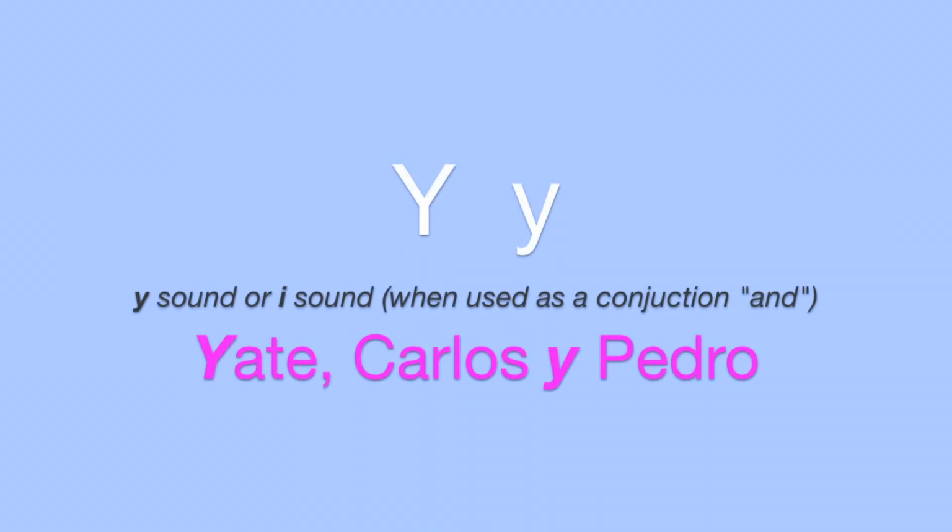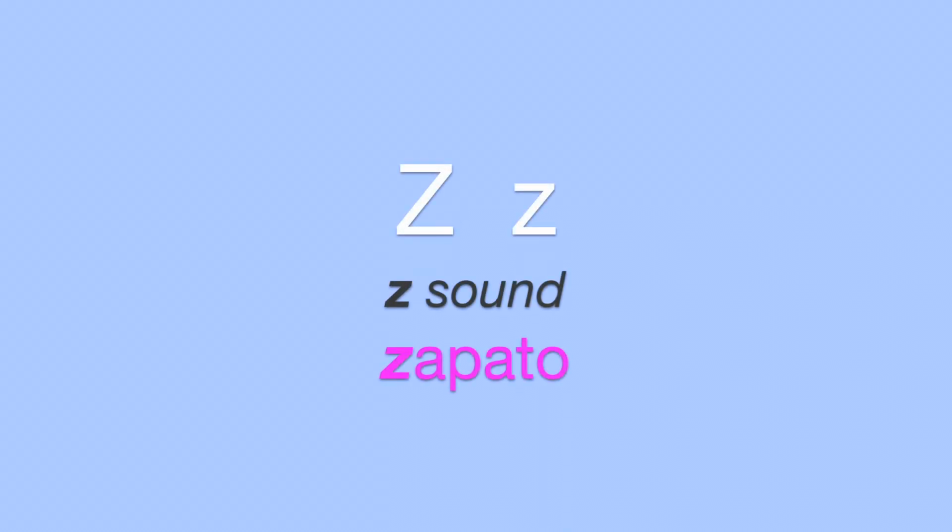Y. Y makes a Y sound or an E sound. Examples are yate, Carlos y Pedro. Z makes a Z sound like in zoo. Examples, zapato. Well, that was easy, right?